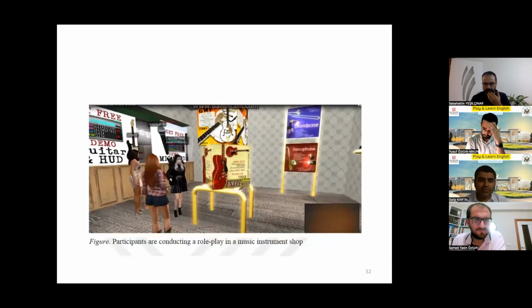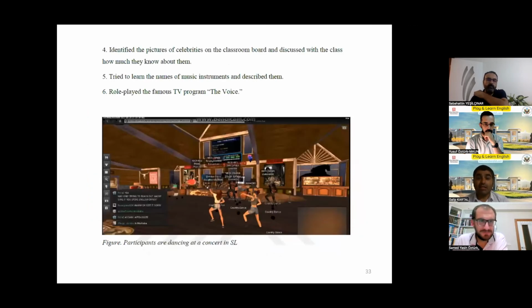And this figure is from the music task. They have a role play here, and they identified the pictures of celebrities on the classroom board and discuss with the class how much they know about them, try to learn the names of music instruments and describe them, role play the famous TV program The Voice.